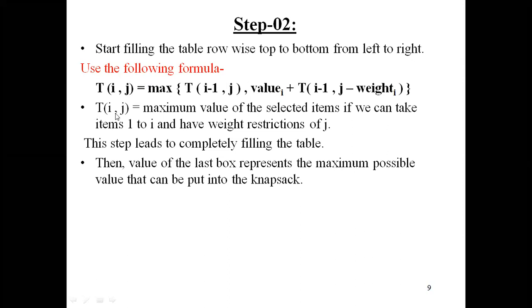What is the meaning of T(i, j)? That is the maximum value. So we are taking the maximum value of the selected items. If we can take items 1 to i, with weight restrictions of j, there are some restrictions on the weights of the items. So we need to select the items, and you need to consider the maximum value.